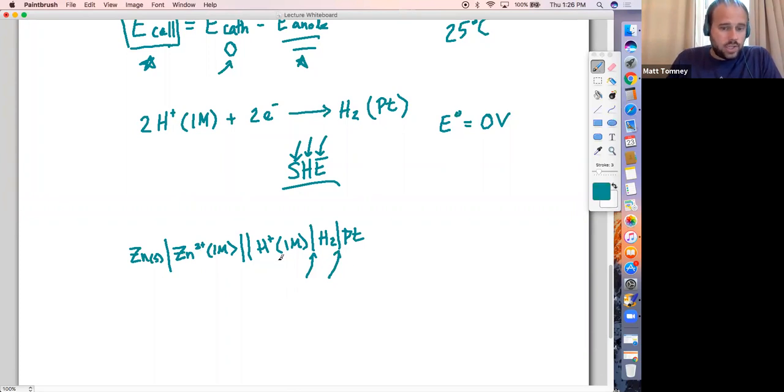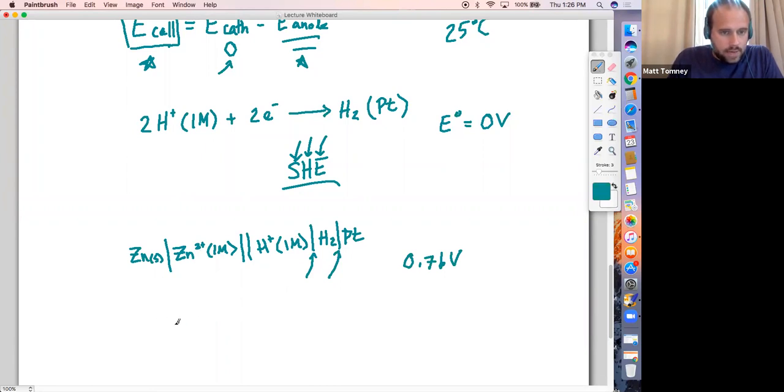I then use some HCl at 1 molarity in order to generate H+ at 1 molarity. And I set up my galvanic cell. And when I pass it through a voltage meter at the top with the electron flow, I find that the value is 0.76 volts for this entire battery cell.